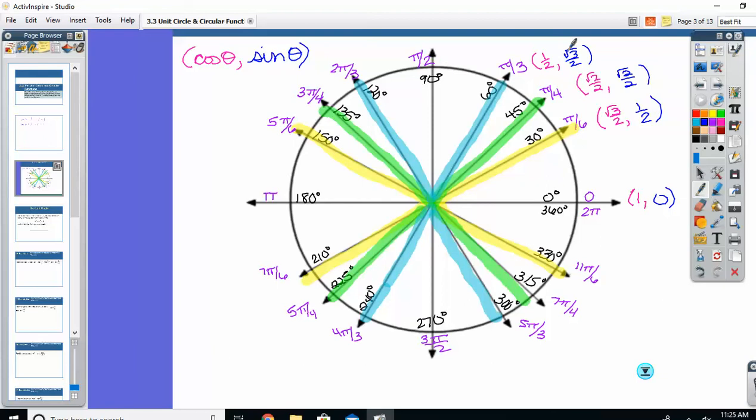And at 90, I can use the hand trick. My cosine is 0. My sine is 1. You could just also think about if you plot a point on the y-axis, your x is 0 and your y is 1. So either way, this is the point 0, 1.